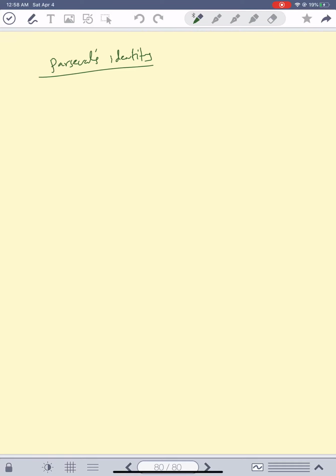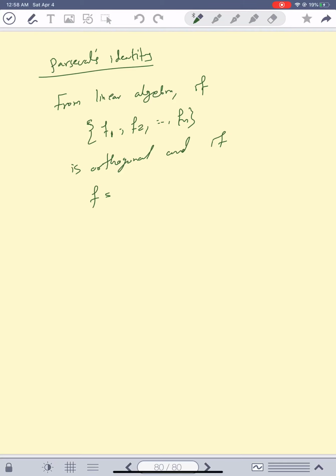Again, from linear algebra, if you have an orthogonal set f1, f2, up to fn, and you take a function that is a linear combination of these functions, alpha 1 f1, alpha 2 f2, up to alpha n fn, then if you compute the magnitude of f square, it will be the sum of the alpha i square times the magnitude of fi square.